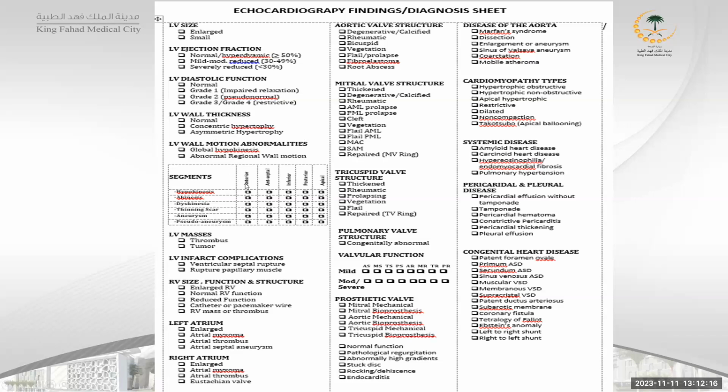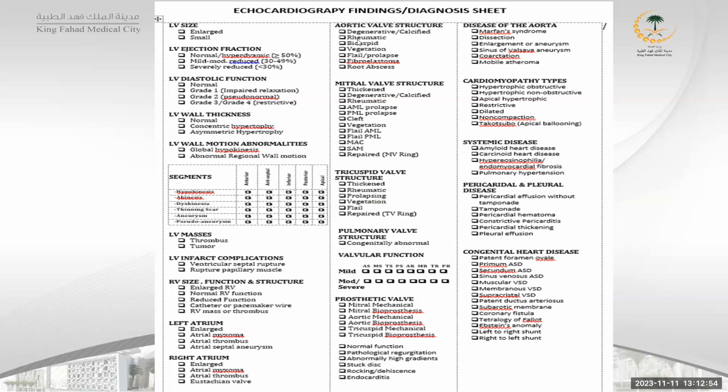So any wall, like anterior, anteroseptal, inferior, posterior and apical wall, if you have wall motion abnormality, you have to pick it here, and according to the type of wall motion, like hyperkinetic, akinetic, dyskinetic, or aneurysmal or pseudoaneurysmal. If you have any LV masses, like tumor or thrombosis, or any complication of infarction, VSD, or papillary muscle rupture, then we'll go to the RV size and function. Then left atrium: if you have an enlarged left atrium or any masses inside the left atrium, or then the right atrium, again enlarged, or you have any masses like myxoma or thrombus.